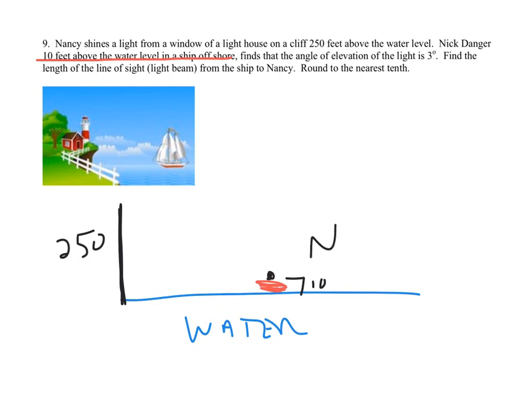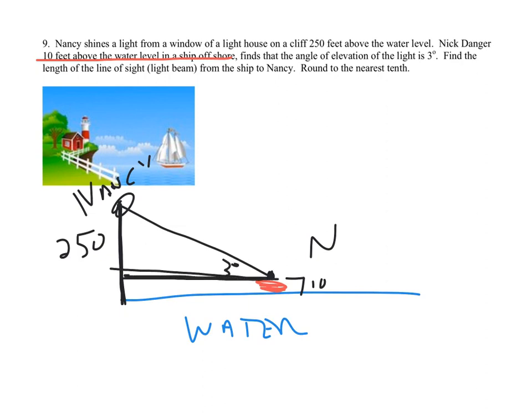It says he finds the angle of elevation to the light is 3 degrees. So we have Nancy up here. Nick is shining this light up, and he finds that this angle is 3 degrees. So we're going straight across. That angle is 3 degrees. That's the angle of elevation. Find the length of the line of sight, the light beam, from the ship to Nancy. So basically the question is asking you to find that x.